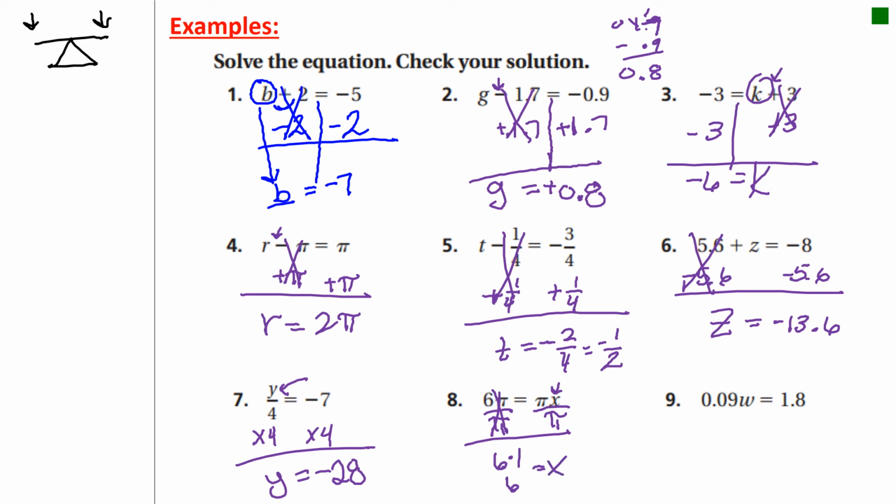Last but not least, 9. How do you undo multiplication? Division, so 0.09 divided by 0.09, and we will get w equals, because 0.09 divided by 0.09 is 1. Okay, 1.8 divided by 0.09 is 20.